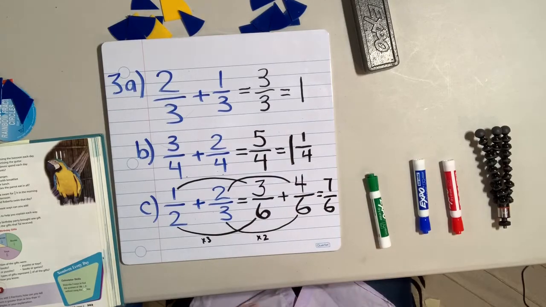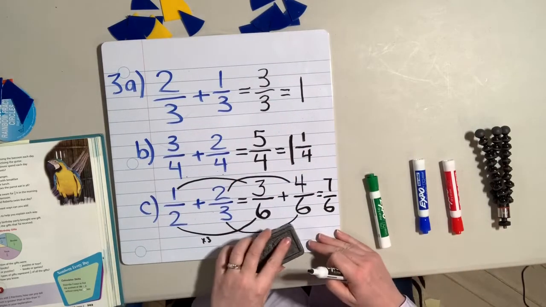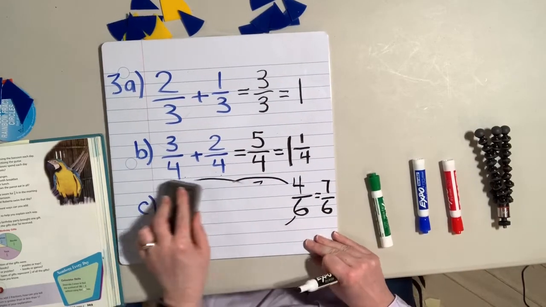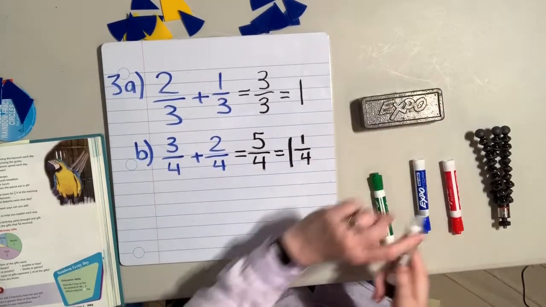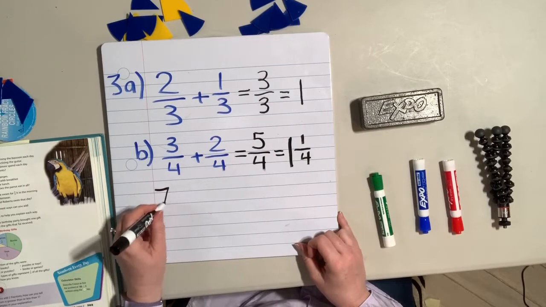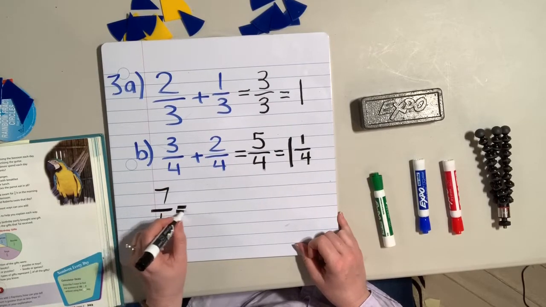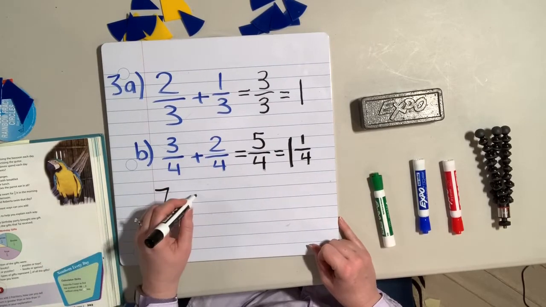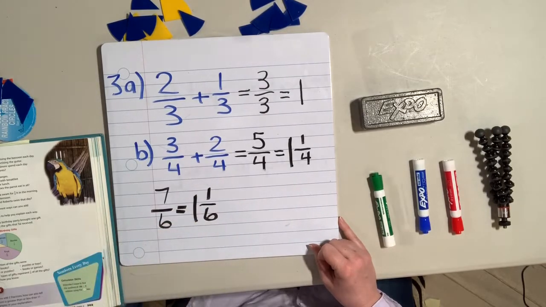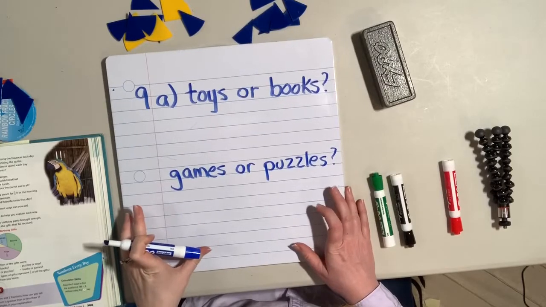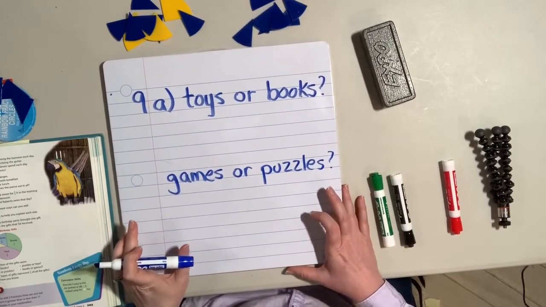But like I mentioned before, we don't like to leave it as an improper fraction. So what we'll do is we'll keep going. We have 7/6. We're going to convert it to a mixed number. And it would be 1 1/6 for your answer. Let's skip down to question 9 on page 303.